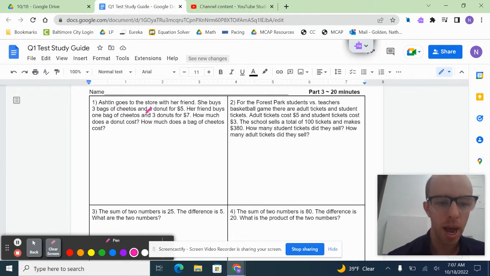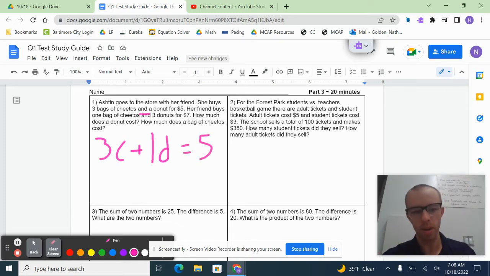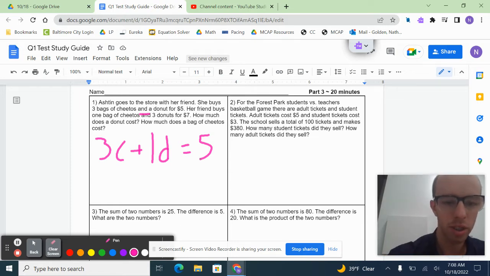She buys 3 bags of Cheetos. I'm going to write that as 3C. That's a bad 3. Let me try again. 3C. And it tells me to write a plus sign. A donut. A donut is 1 donut. And that cost her $5. So 3 bags of Cheetos and 1 donut cost $5.